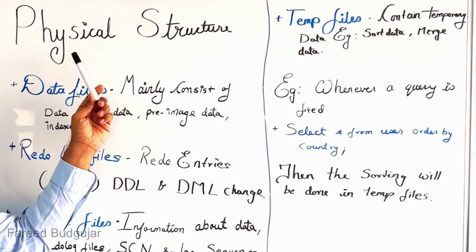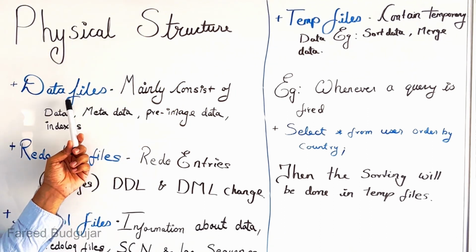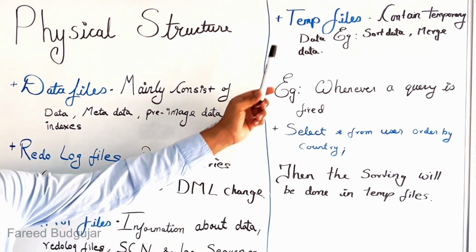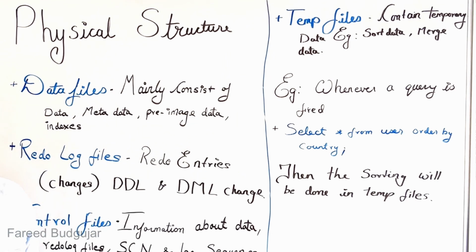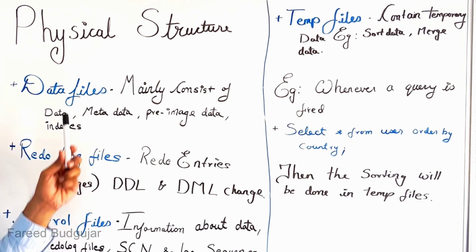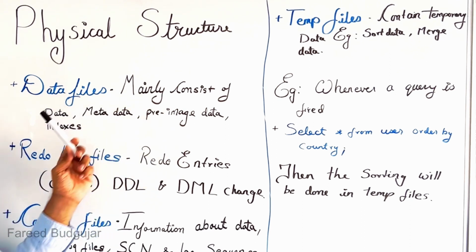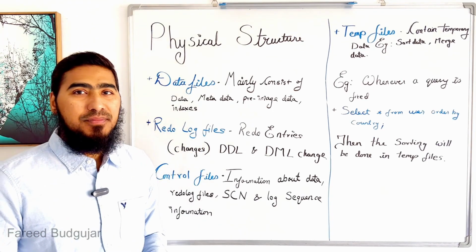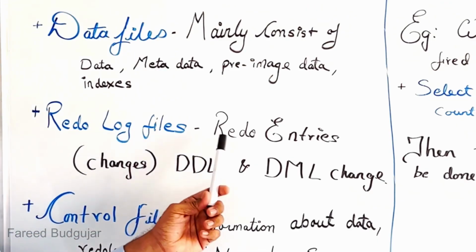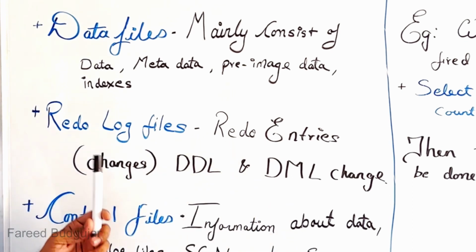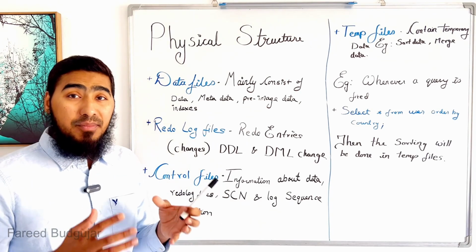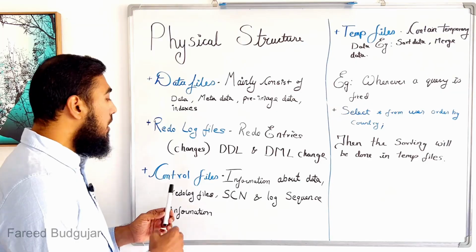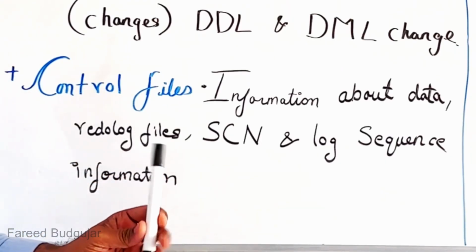So today we will look into the physical structure, which consists of data files, redo log files, control files, temp files. What are all those files and what data do they store? So a data file mainly consists of data, metadata, pre-image data, indexes data. Redo log files: redo entries are stored in this. What are redo entries? Redo entries are changes that are made in the database in the form of DDL and DML statements.